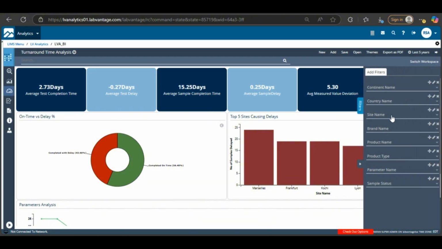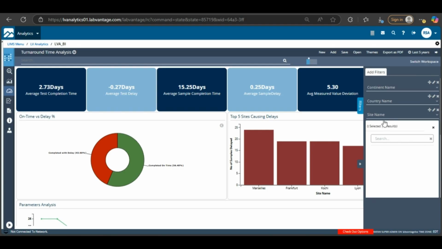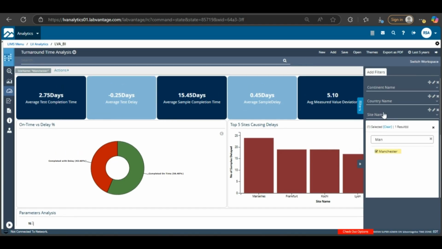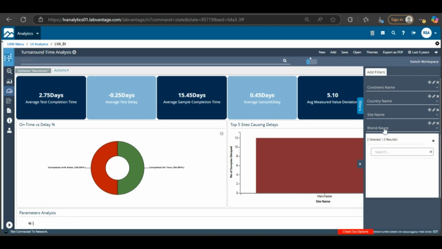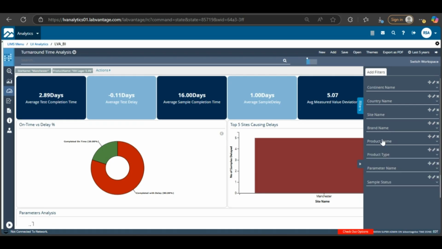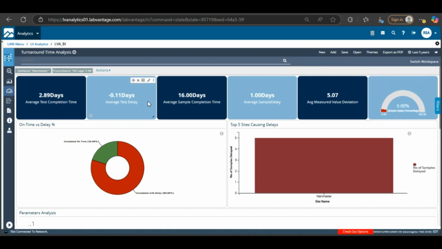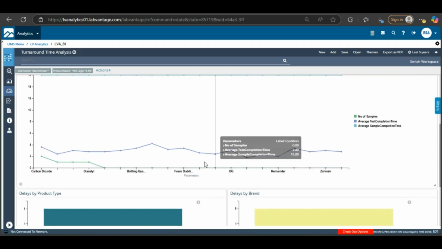We start by focusing on the HH lager product at the Manchester site. Using the filter panel, we select the relevant site and product to narrow our scope. Once the filters are applied, the dashboard displays key metrics, such as average test time and sample completion time. Right away, we notice a red flag. About 80% of samples were completed with delays. Supporting trends and time-based charts confirm this performance gap.